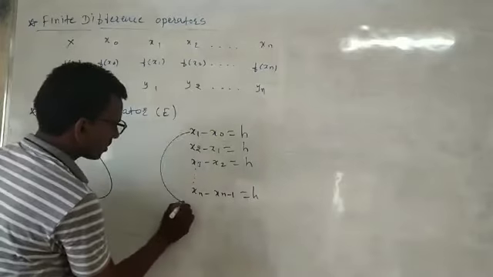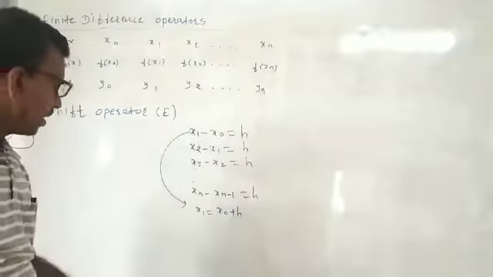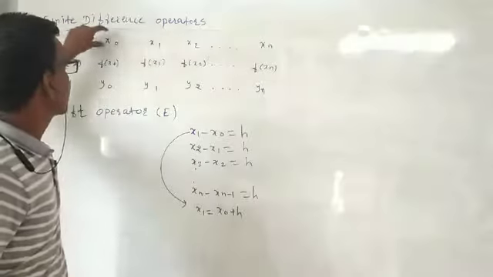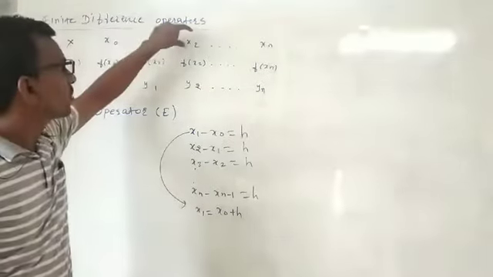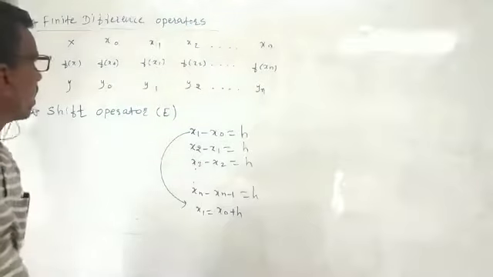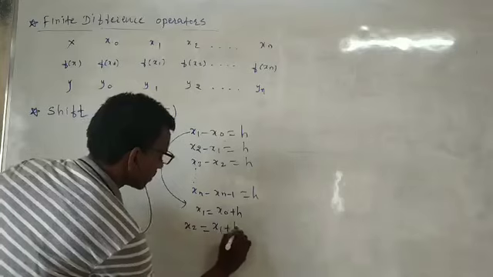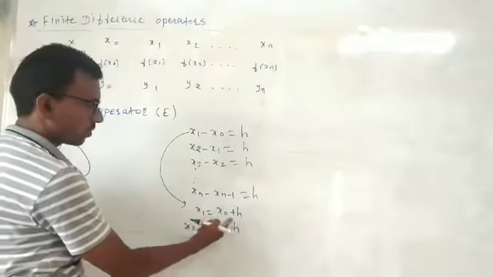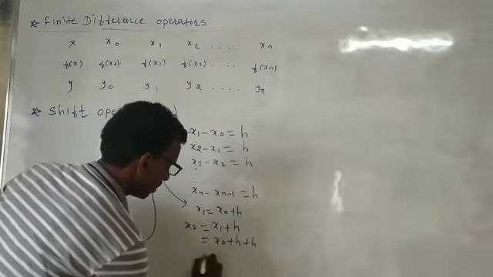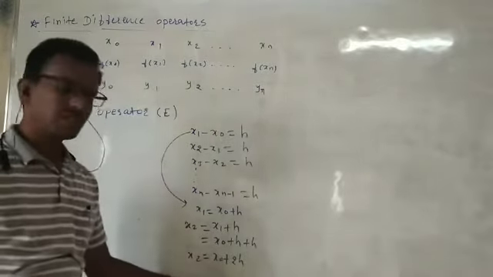Here from this we can write x1 is equal to x0 plus h. Okay. If we add h to this x0, we get x1. x1 plus h is equal to x2, plus h equal to x3, plus h equal to x4, and so on. So here we can write x2 is equal to x1 plus h, but we know x1 is equal to x0 plus h. This is equal to x0 plus 2h. x2 is equal to x0 plus 2h.